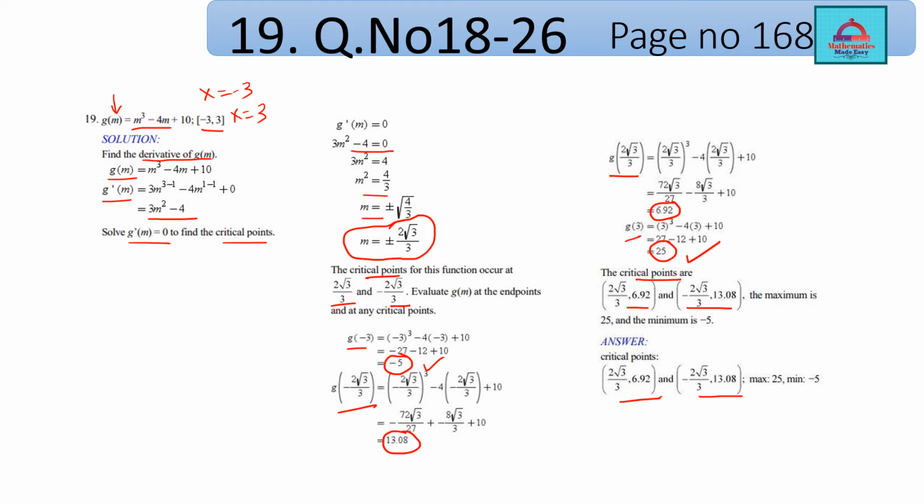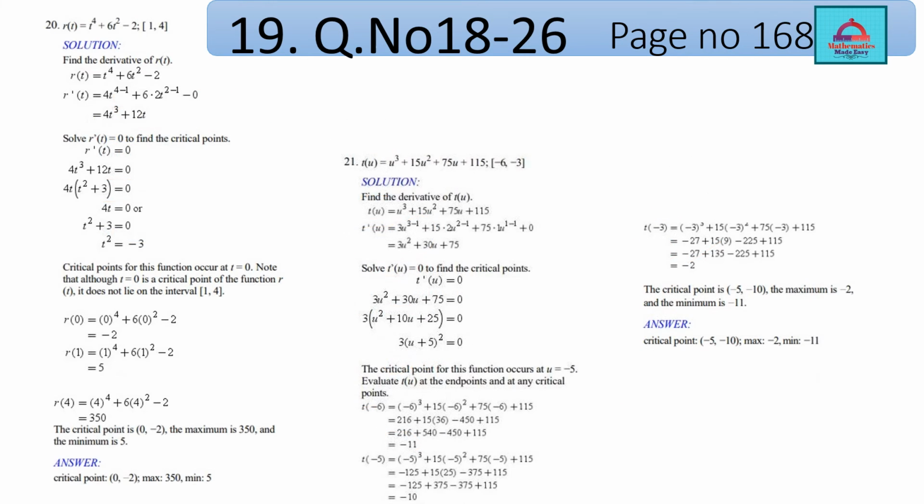Let's look at the answer key for questions 20 to 26. By now you know the steps well. First, to get critical points, you put the first derivative equal to 0. From there you get the points. Here there are 3 points, 0, then the endpoint 1 and endpoint 4, because the interval is 1 to 4. You calculate the maximum value, which is 350, and the minimum value, which is -2. So here they have given a wrong answer.